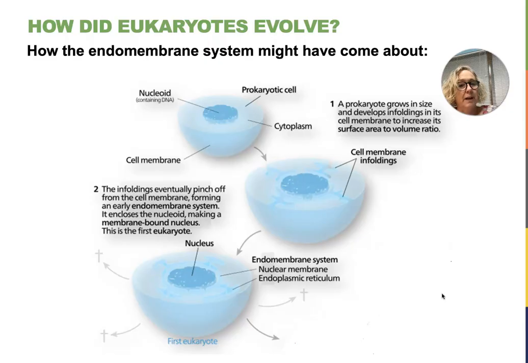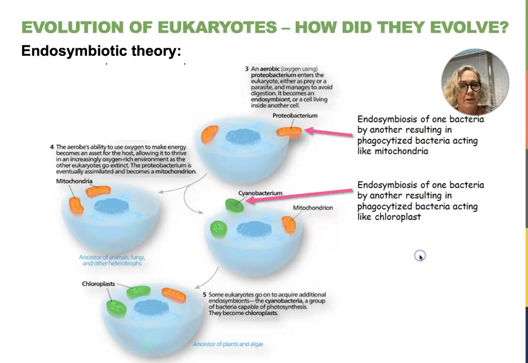Okay, again, this is the same. You've got a nucleoid here. You did some infolding. You ate it, and now you have a membrane-bound nucleus. Eukaryotes, how did they evolve? Again, this is just another picture of that, potentially to give you an additional visual of how this endosymbiosis is happening.